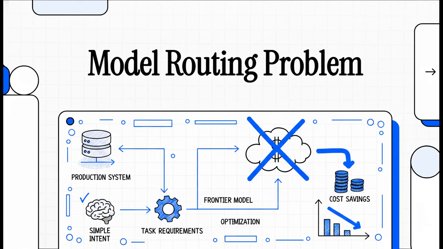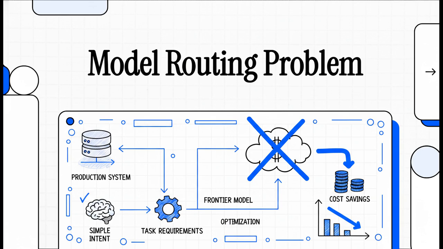Look, our first three explainers expose the hidden costs and structural traps of enterprise AI. Today we fix it, because honestly, if your production system is sending a simple yes or no intent verification prompt to a massive frontier model right now, you are just burning cash. It's time to solve the model routing problem.